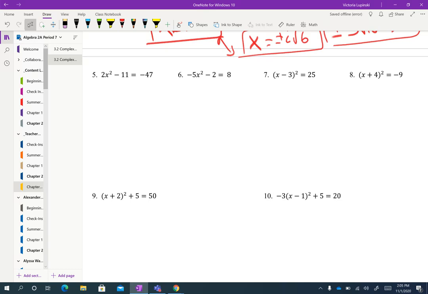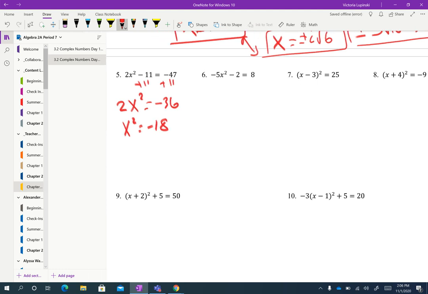Let's take a look at the next set, which looks similar, but slightly harder on the algebra. The idea is still the same, though, at least for 5 and 6. You're going to start by isolating the x squared. So in number 5, you're going to add 11 to both sides, which means that 2x squared is going to equal negative 36. Then you're going to divide both sides by 2.